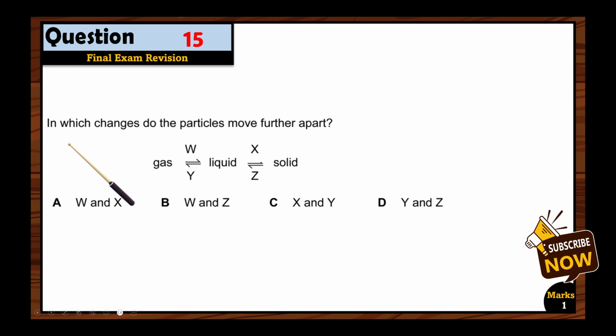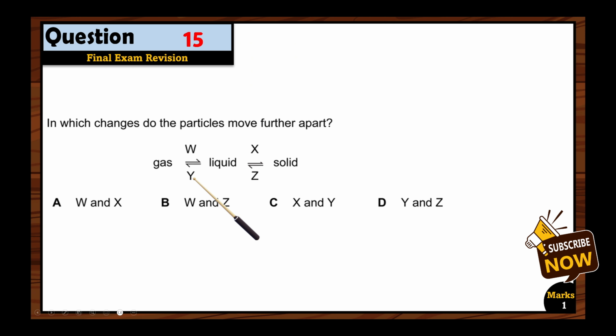Question number 15. In which changes do the particles move further apart? If you see, the gas is converted into a liquid, liquid is converted into a solid. So whenever you are getting the gas, the particles will move further apart. So which process is explaining the formation of a gas? If you see, liquid to gas, right? And solid to liquid. So it means Z and Y are the right options, right?